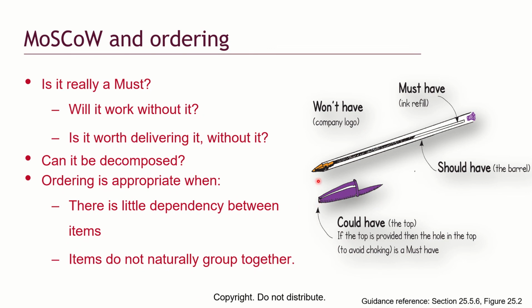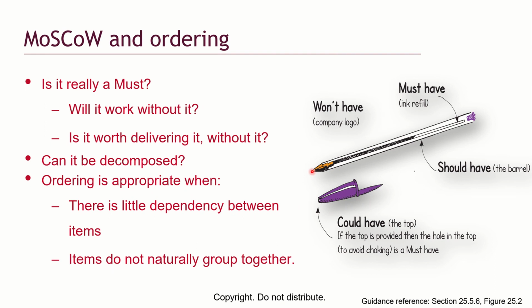Then look at this one, cap. The cap, the top, what is to cover the pen? How many times do you use a pen without covering it? It is a could have. If the top is provided, then the hole in the top is to avoid choking. So if it's to avoid choking, then it must be a must have. So you must know why. Do we really need it? Is it a could have or must have? There are some pens that if you don't cover it, what happens?